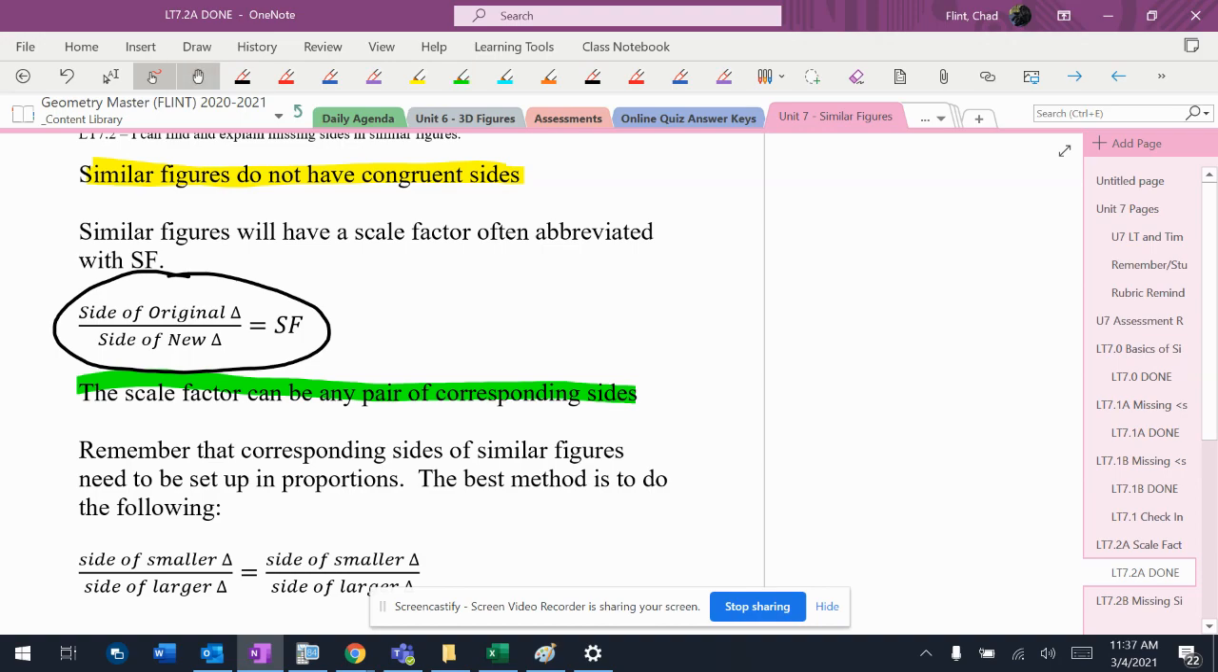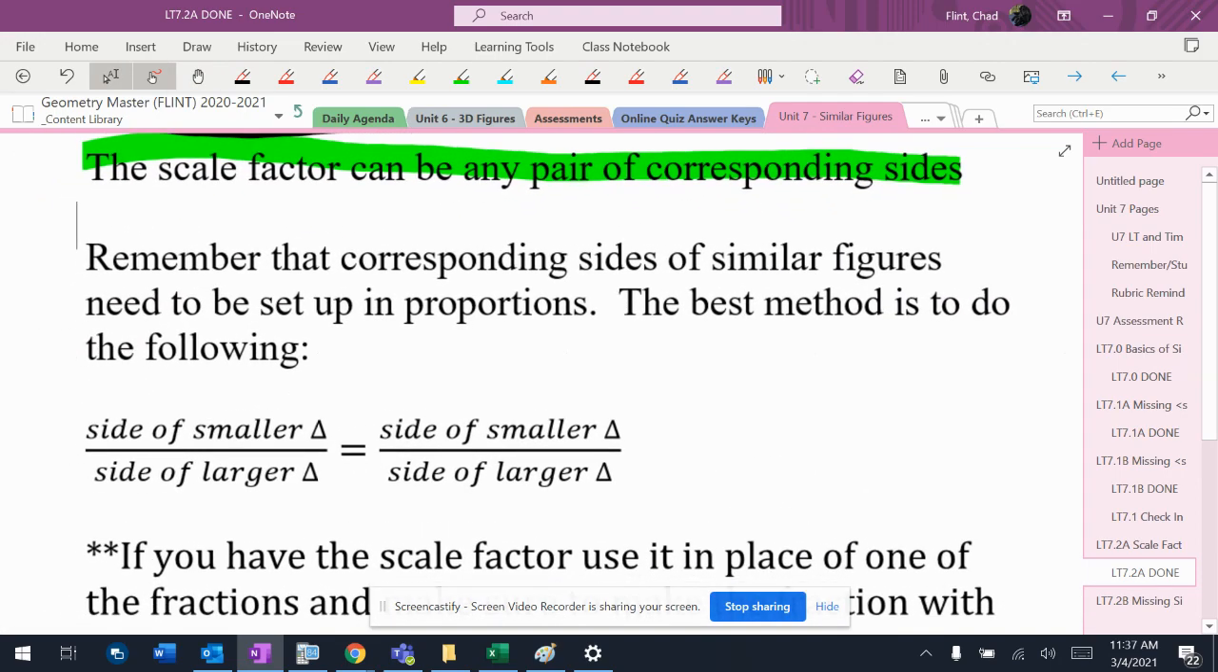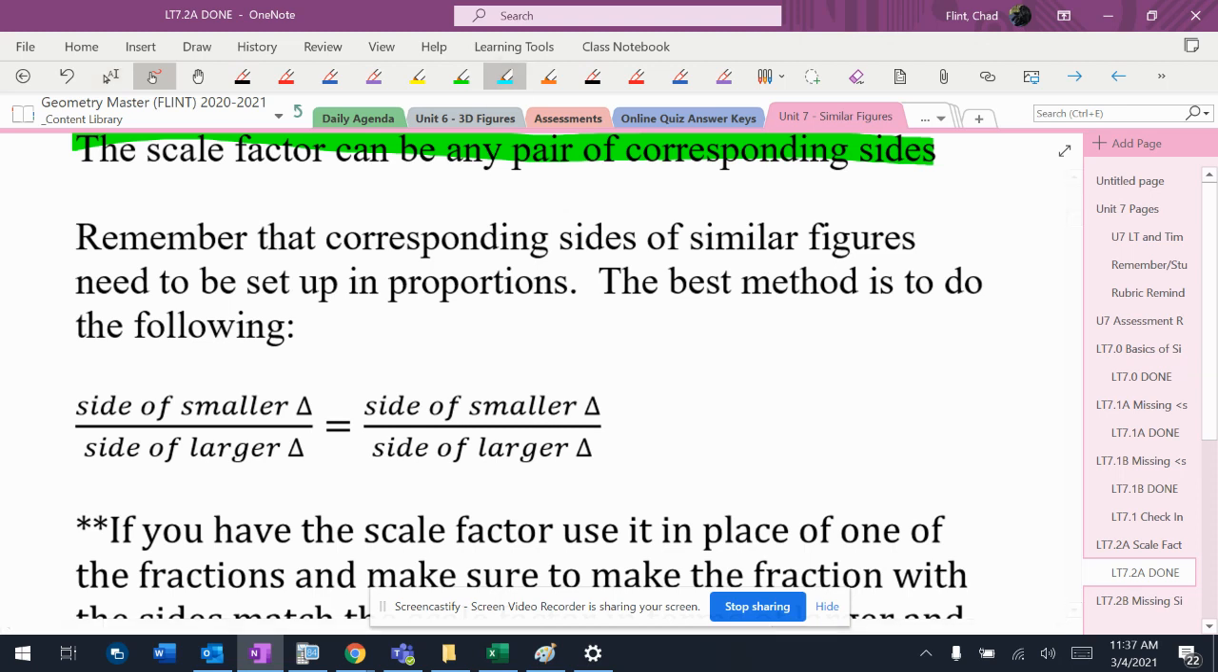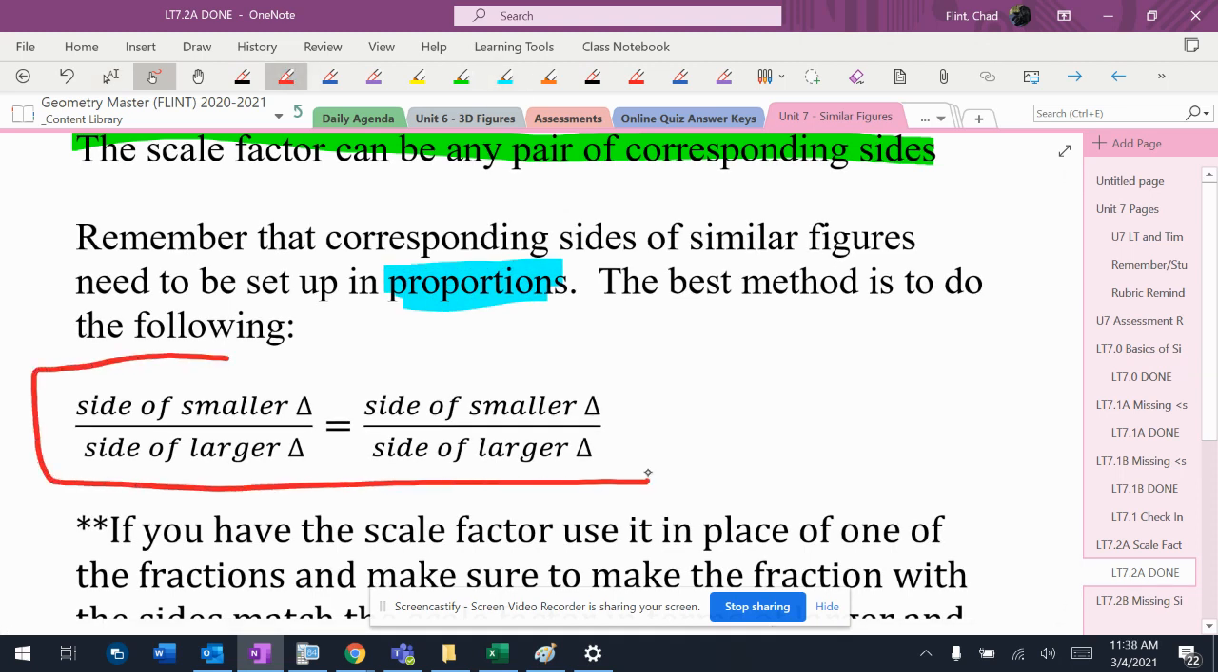What we're going to have to do is set proportions up to answer these questions. Proportions are two fractions that are equal to each other, and in those fractions, the things being placed have to match up. I prefer to always set my proportions up as side of smaller triangle divided by side of larger triangle equals side of smaller triangle divided by side of larger triangle. You do not have to do them that way.